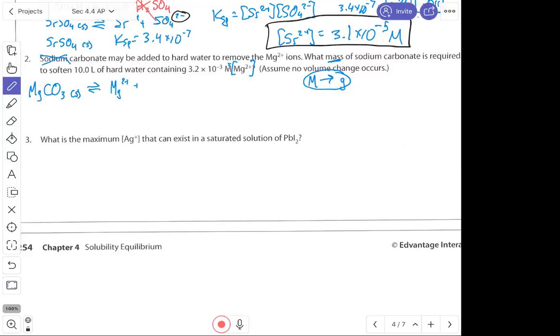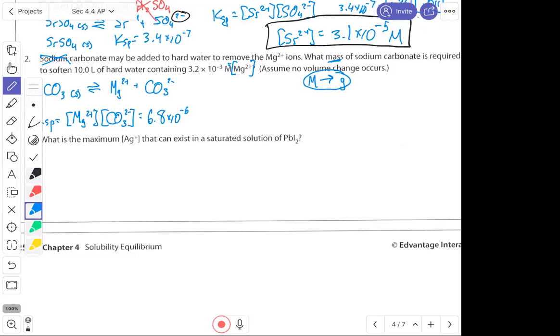Mg2+, CO3 2-. This is a lovely Ksp expression because I don't have any subscripts in my solid, so I don't have any coefficients in my equation, so I don't have any exponents in my expression. Always makes the algebra easier. And again, they would give you that value for the Ksp. It's 6.8 times 10 to the negative 6th.